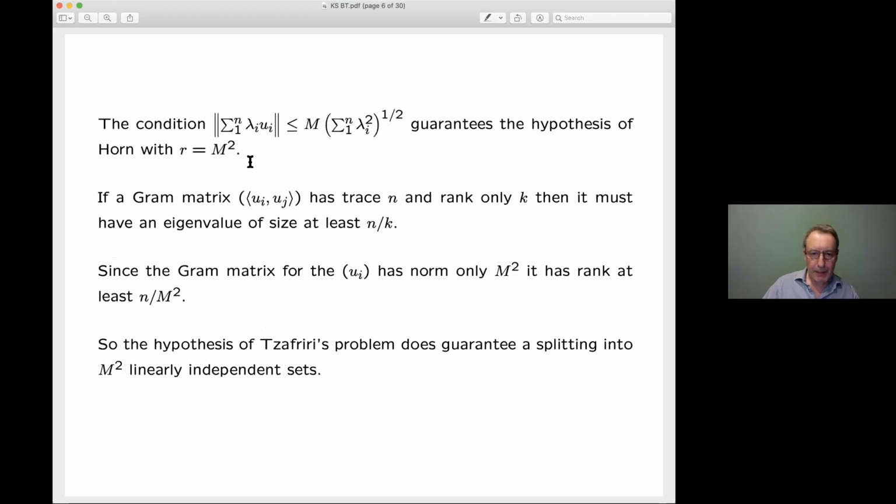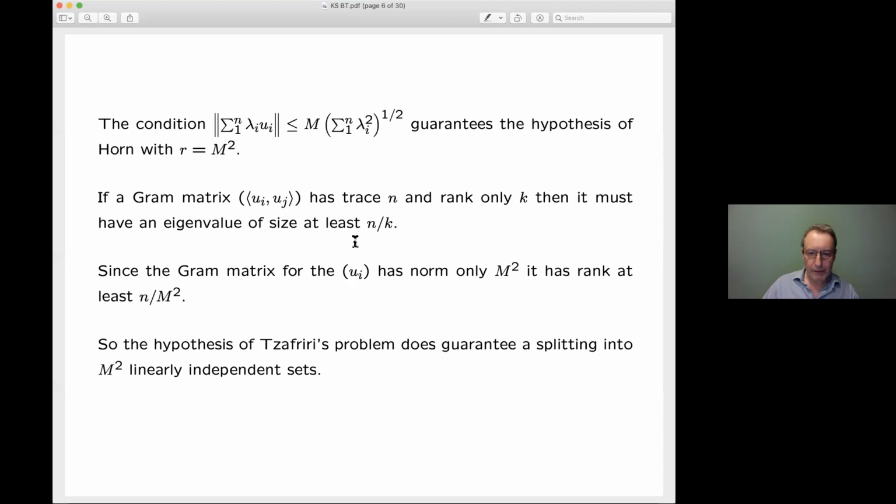Well, suppose I pick the Gram matrix arising from these unit vectors. Well, its trace is n, because these are unit vectors, and it's an n by n matrix, so it has ones on the diagonal. And if you had a matrix like that with rank only k, then it must have an eigenvalue of size at least n over k, because when you diagonalize, you've got k non-zero diagonal entries, only k of them, and so one of them must be at least n over k if the trace is n.